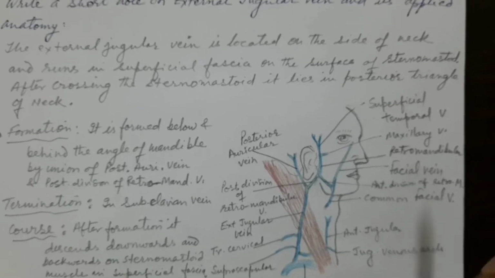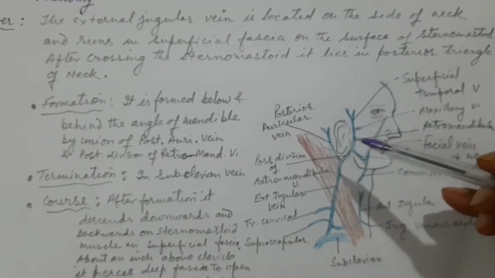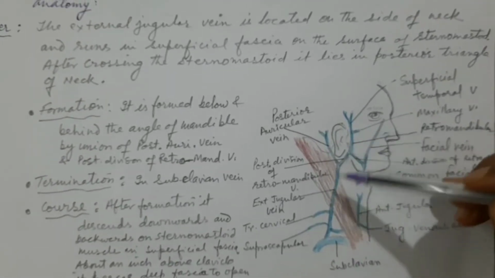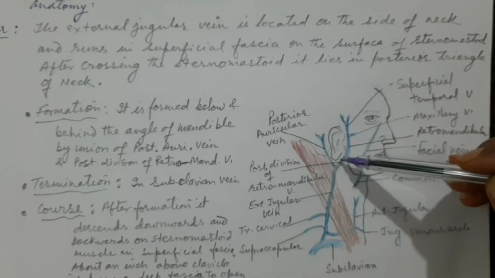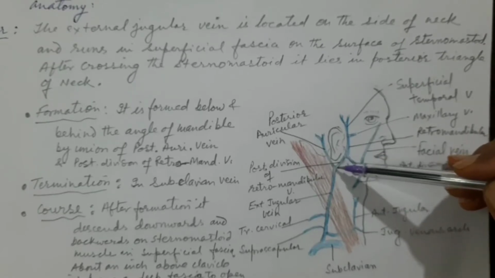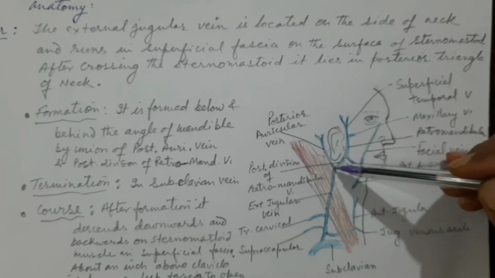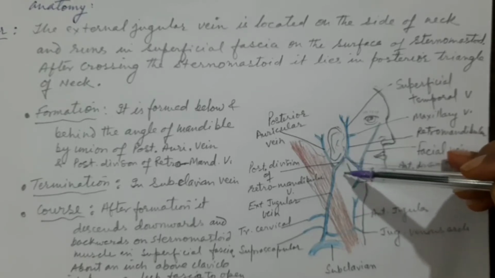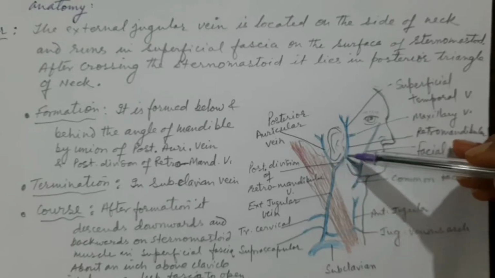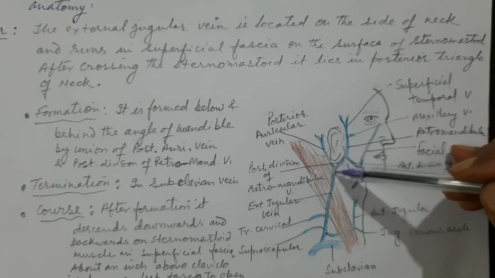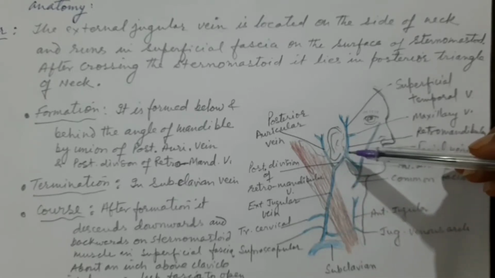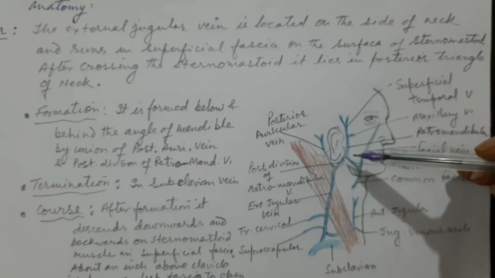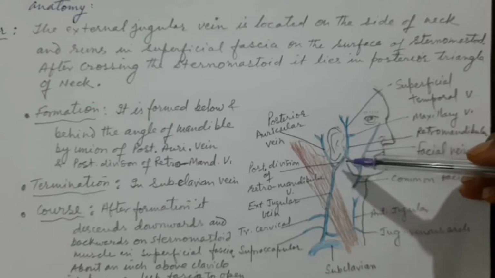Let us see the formation of the external jugular vein, which we have covered in last videos also, but again see it here. It is formed below the auricle and behind the angle of the mandible, or in some cases below the angle, in the region of the parotid gland. The vein comes out from the posterior inferior margin of the parotid gland.